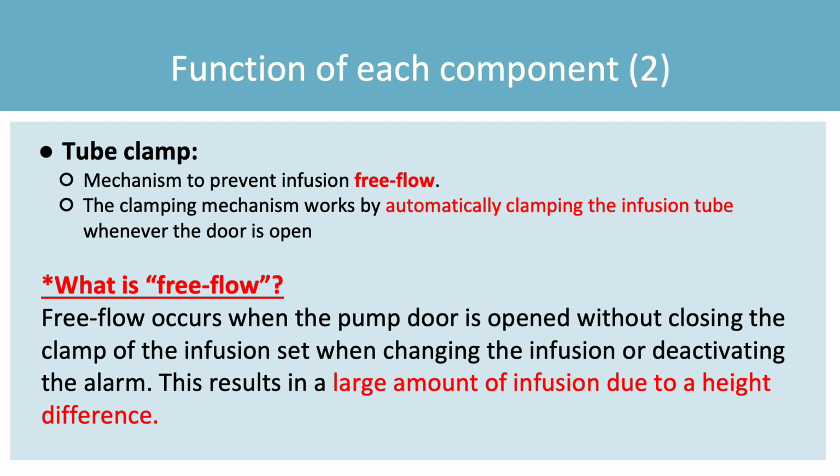The tube clamp is a mechanism to prevent free flow infusions. The clamping mechanism works by automatically clamping the infusion tube whenever the door is open. Free flow infusion needs to be paid attention to the most when using an infusion pump.